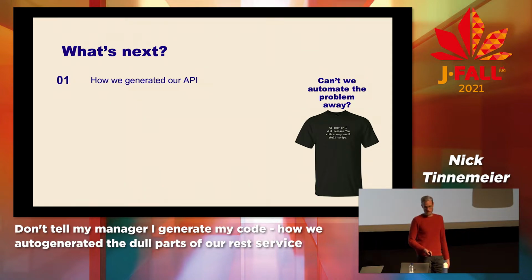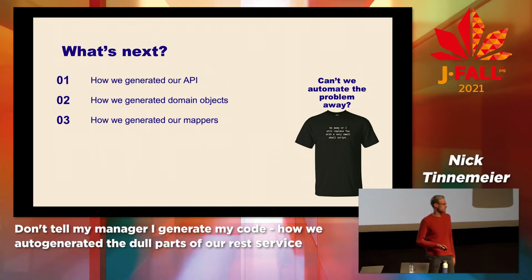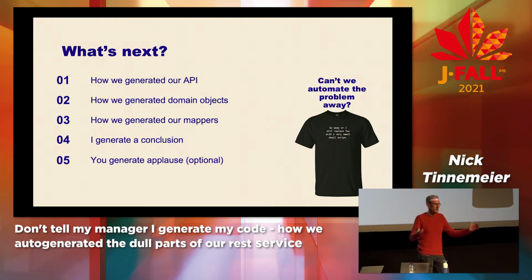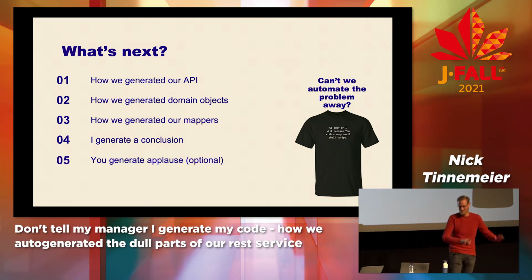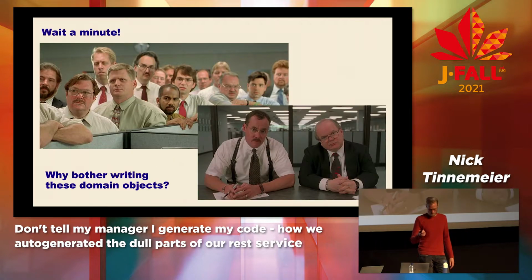So first, I'll start by explaining how we generated our API models, how we generated our domain objects. Then I'll explain how we generated the tedious mappers. And after that, I will generate a conclusion. Optionally, you may generate an applause, but that's totally up to you. And then there is hopefully some room for questions.